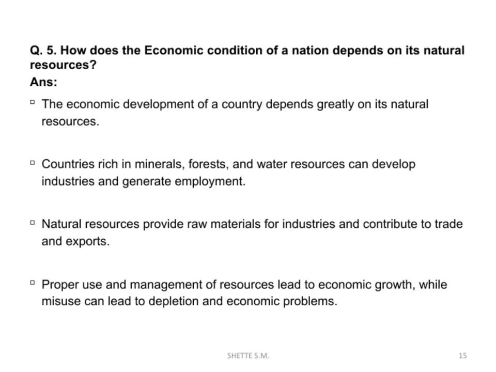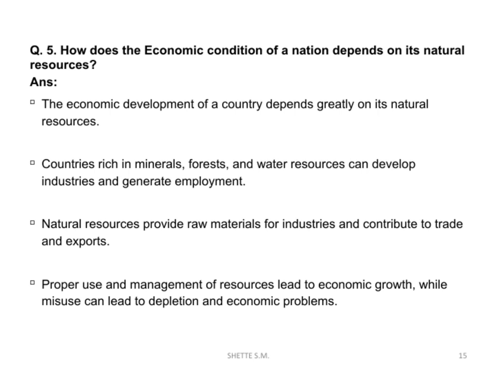The economic condition of a nation is closely linked to its natural resources. When a country is rich in minerals, forests, and water, it has the foundation to develop various industries and create job opportunities for its people. These resources serve as essential raw materials, fueling industrial growth and boosting trade and exports. However, it's not just about having resources, it's about how we use and manage them. Proper utilization and sustainable management are key to ensuring long-term economic growth.